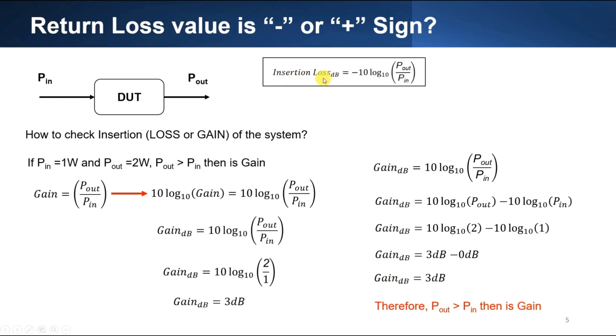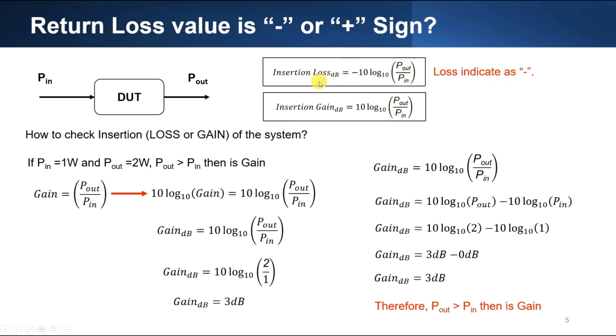Let's say it is insertion loss. We can view from here, the formula is almost the same as the gain, but they have a negative here. You can see power out divided by power in is the same. And insertion loss is equal to negative 10 log power out divided by power in. The only difference is the negative. This is because the wording loss indicates negative. Therefore, when we calculate insertion loss, it will always be a positive value. The next slide will give you an example for insertion loss.